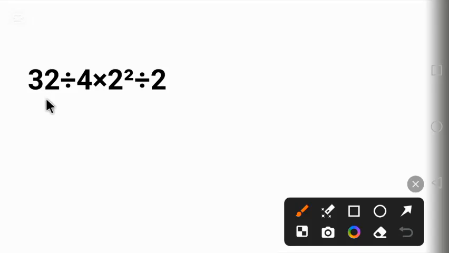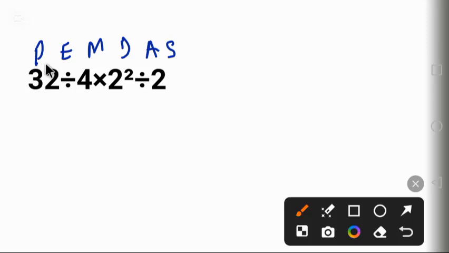Having said that, let's solve it together. We have multiple operations here, which is division, multiplication, and exponent. So this tells us that we need to follow the order of operation called PEMDAS.